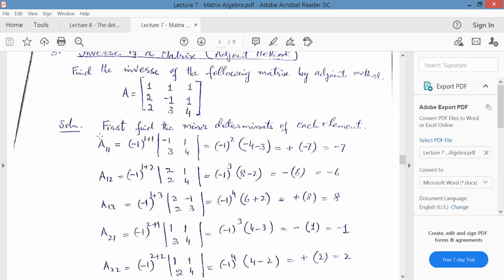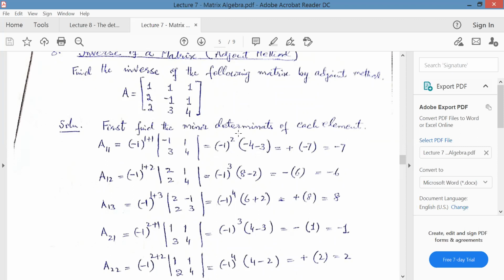Okay. यानी A11, element in the first row first column. आप कैसे लिखेंगे. -1 के पावर में लिख दें, इन दोनों को ऐड कर दें 1 plus 1. And then delete the first row and delete the first column and remaining elements you write down. They are -1, 1, 3, 4. Okay. -1 की ये पावर 2 हो जाएगी और इसको इवैल्यूएट करें -4 और यहाँ पे फिर माइनस साइन है, भूलिएगा नहीं, -3 तो -7.